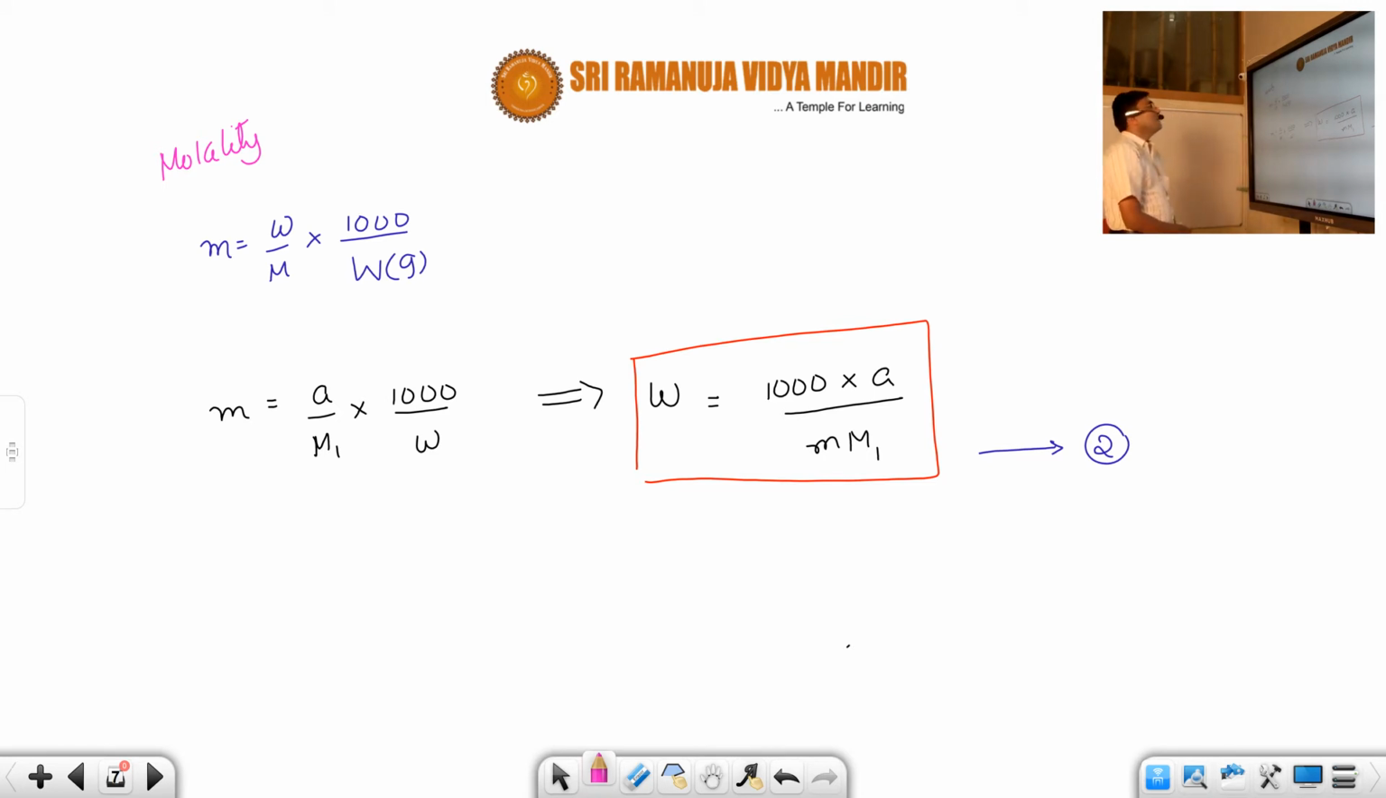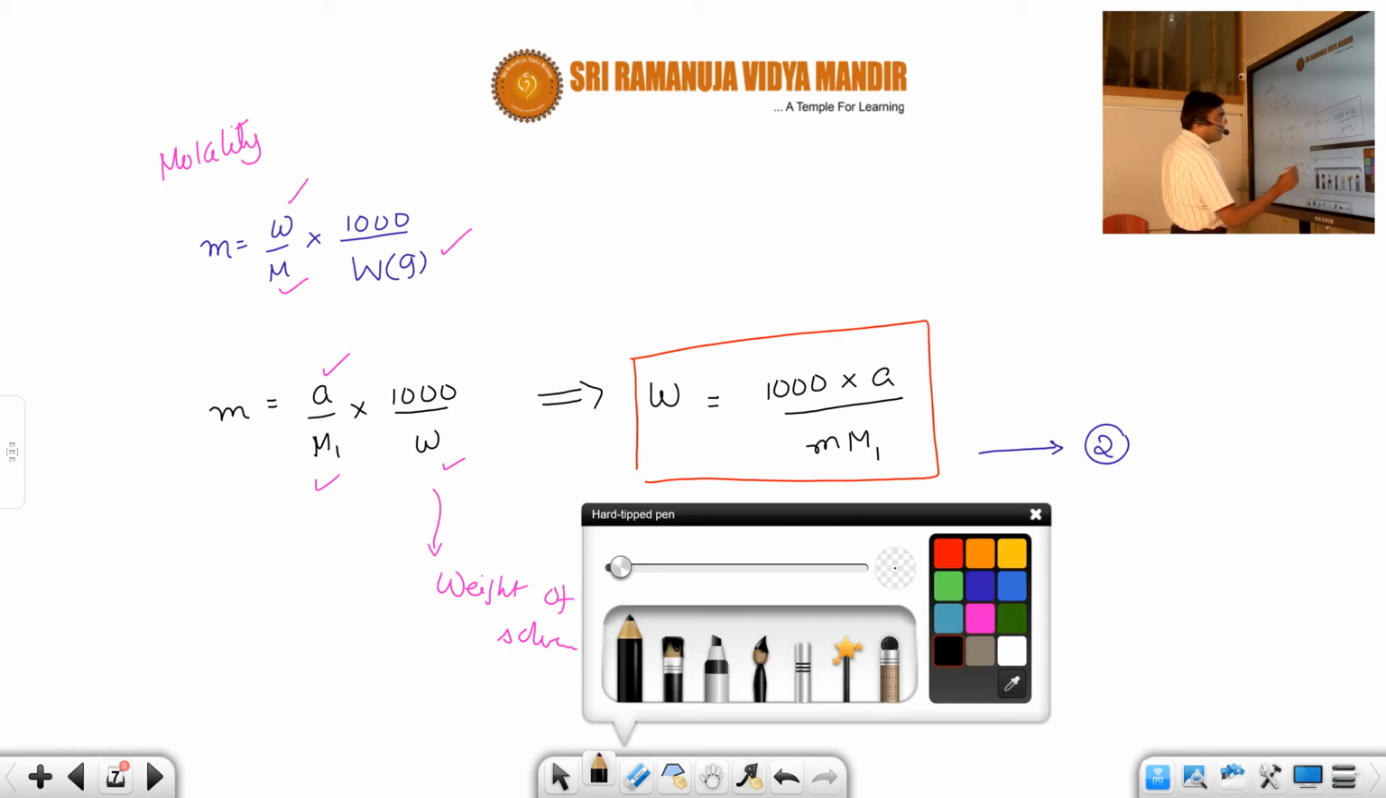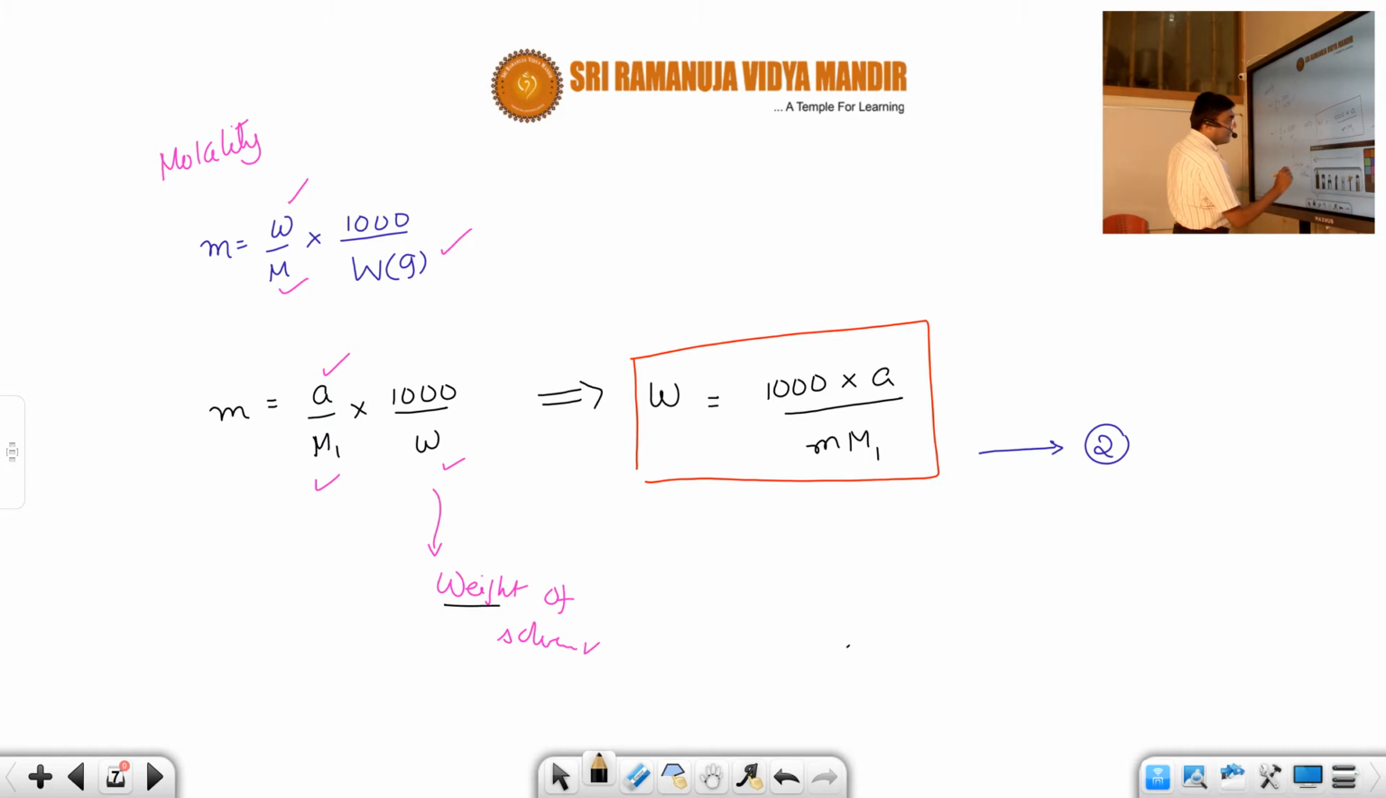What is molality, students? Weight by molecular weight into 1000 by weight of the solvent in kg. Agreed? Now the mass of the solute you have already taken as A, molecular weight is taken as M1, and capital W is the weight of the solvent, which is also called the mass of the solvent. Agreed or not? You can write this as mass of the solvent. I'll write properly. Let us take it in simple words.